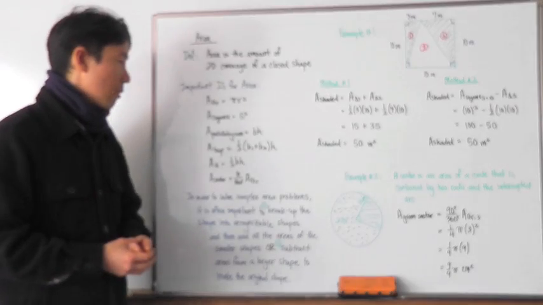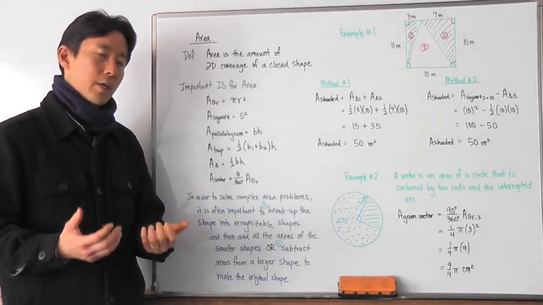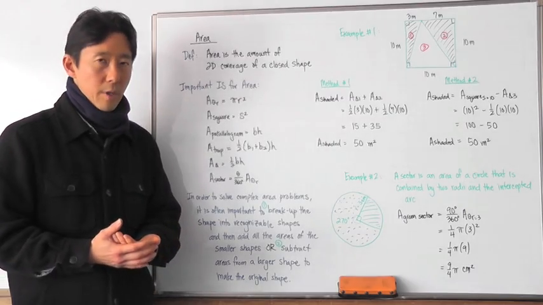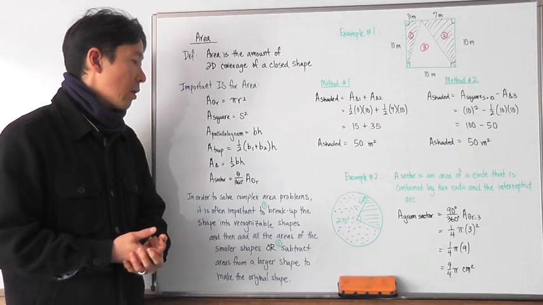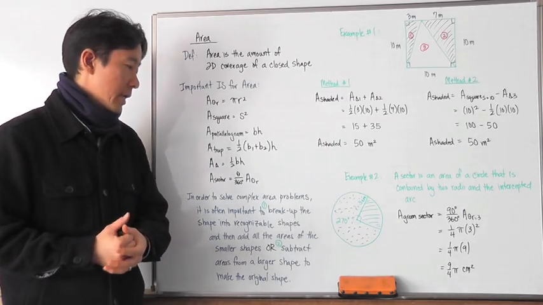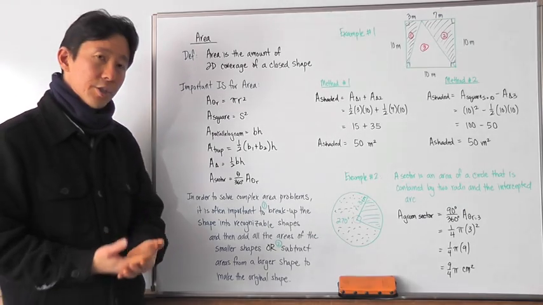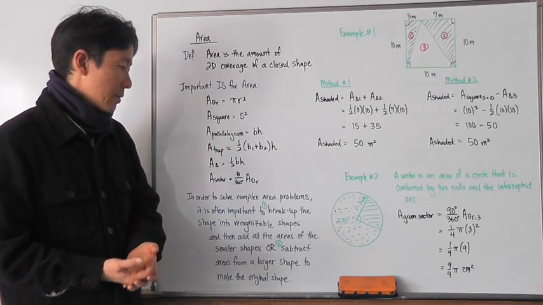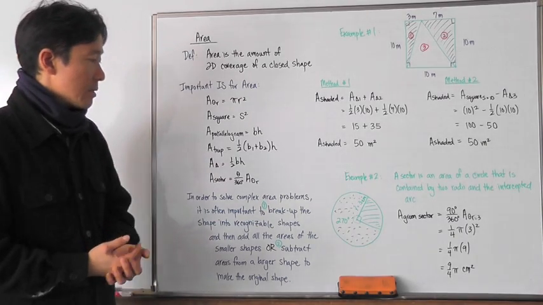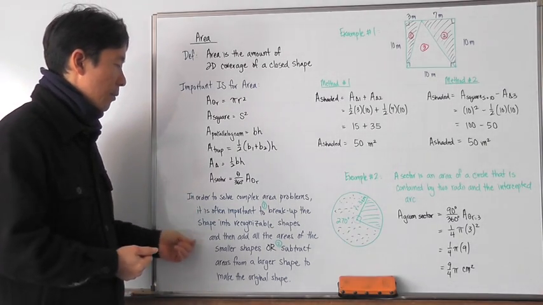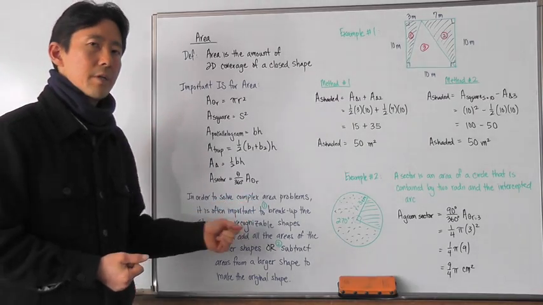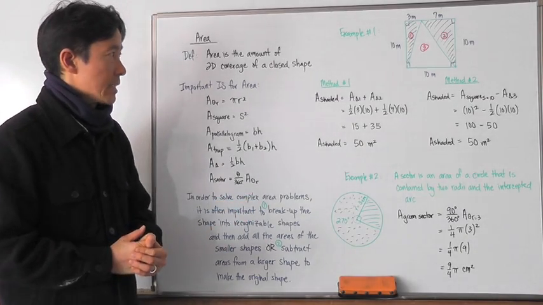Now, in order to solve complex area problems, it's often important to do one of two things. One is break up the shape into recognizable shapes and then add all the areas of these smaller recognizable shapes. Or we need to subtract areas from a larger shape that contains the original shape to make the original shape. Okay, so let's take a look at how we want to solve area problems for shapes that are just a little bit more complex.